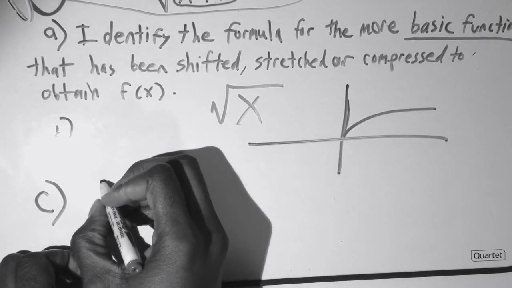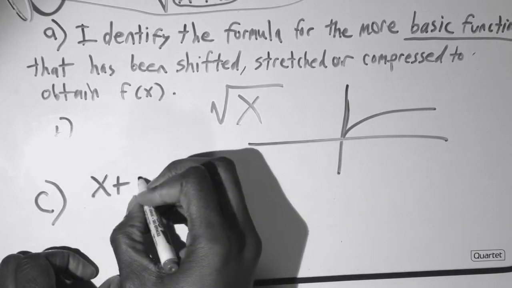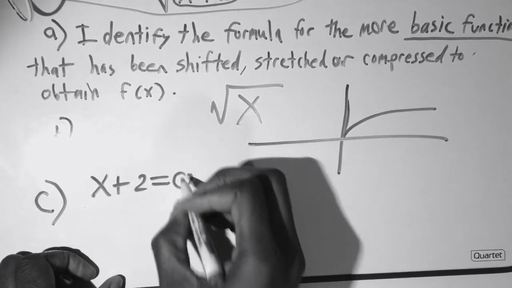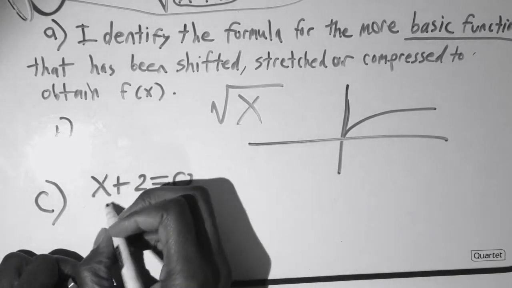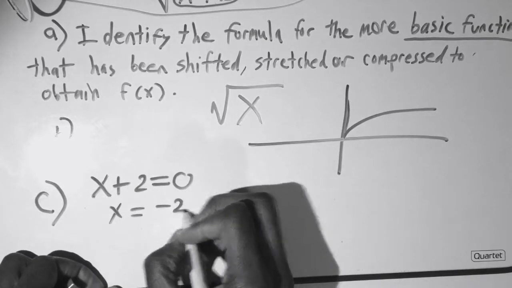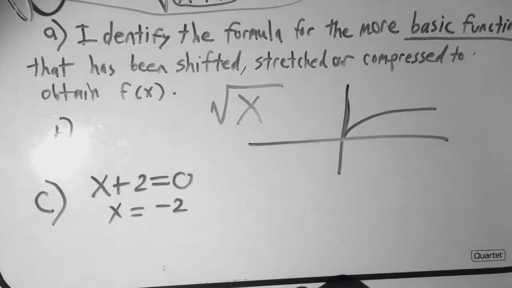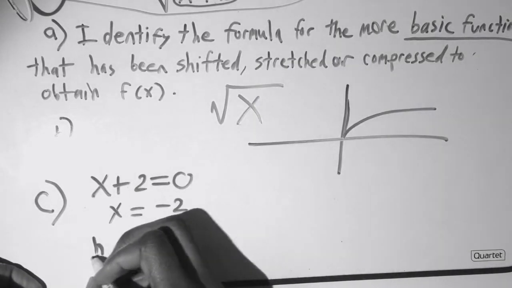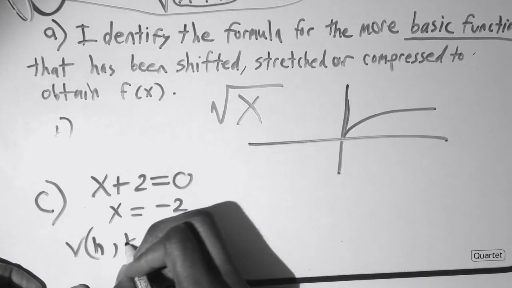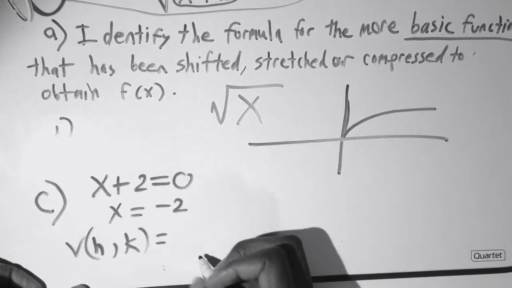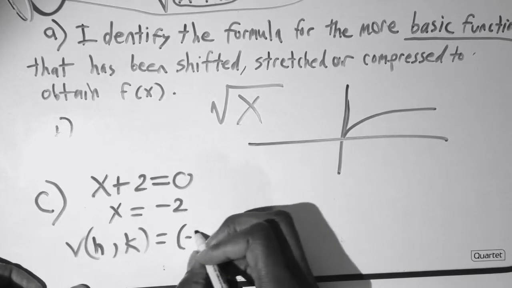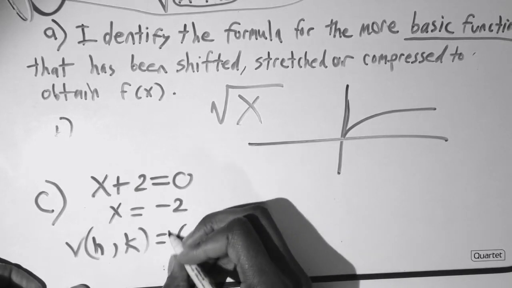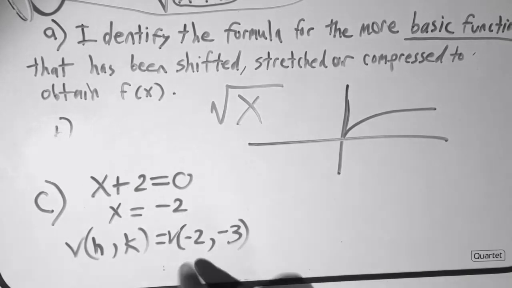so instead of equal to 0, x plus 2 equals 0, and solve for x. x will be equal to negative 2. That will be my h, okay? And k will be negative 3. So h, k is equal to negative 2 and negative 3. So that's where it has been shifted to. It's not really a vertex.